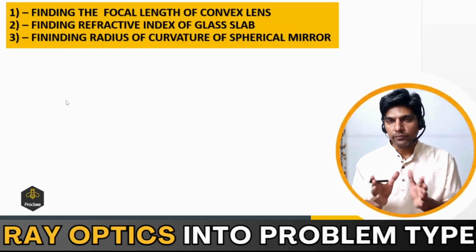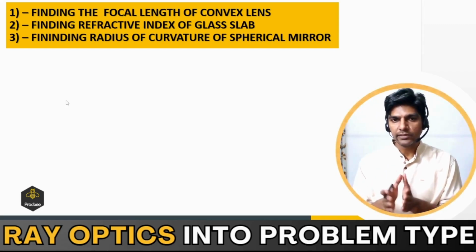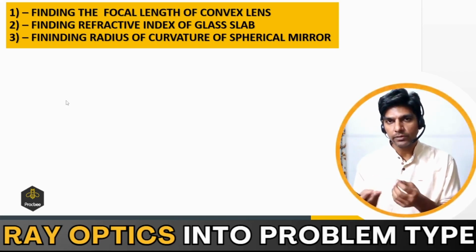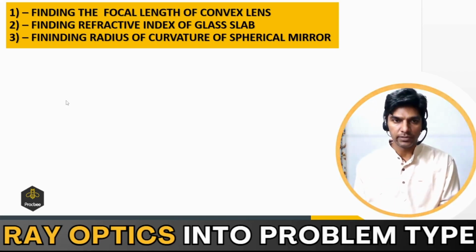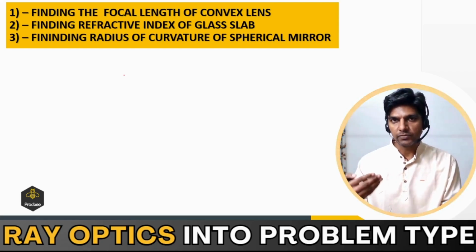So we are done with the different problem types in optical instruments. Now let us see the last block, where I'm going to discuss some experimental questions which can be asked in JEE Mains. So these are the three types. Let us discuss these types one by one.